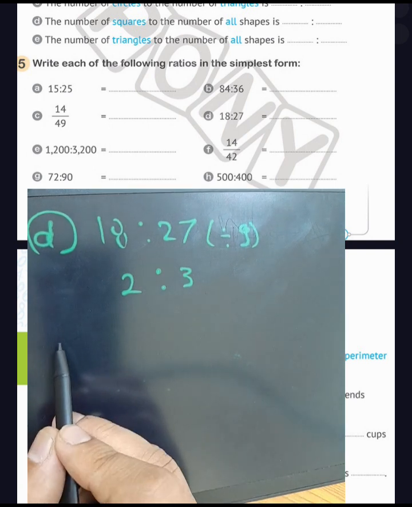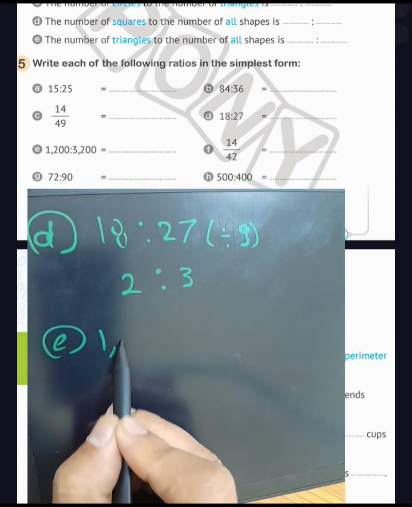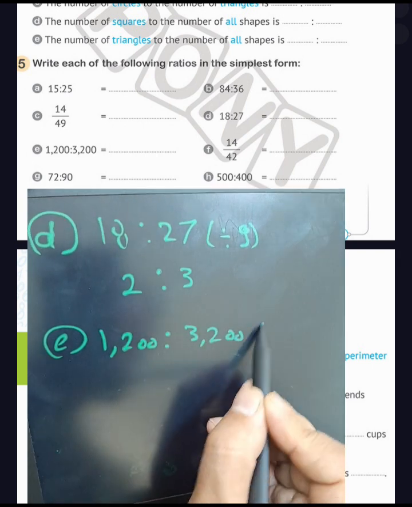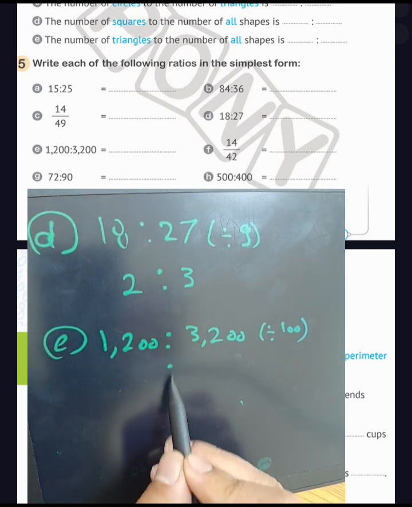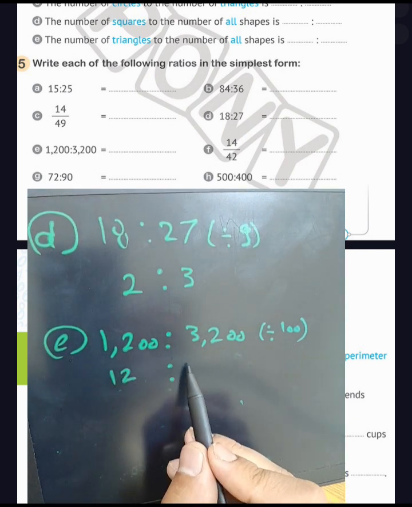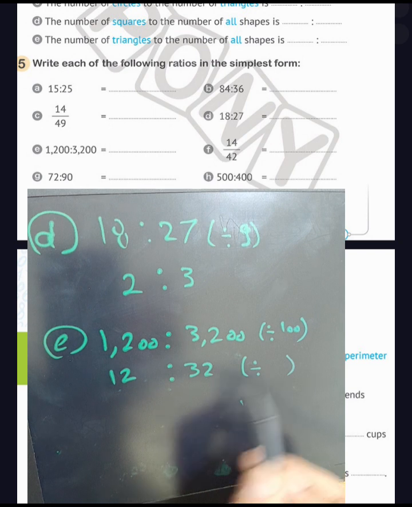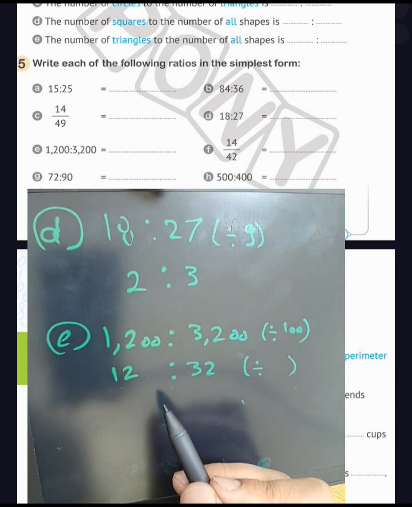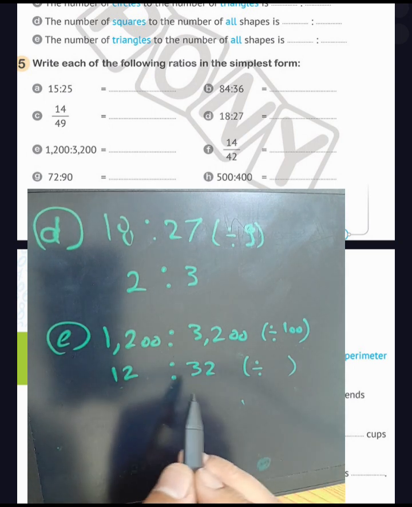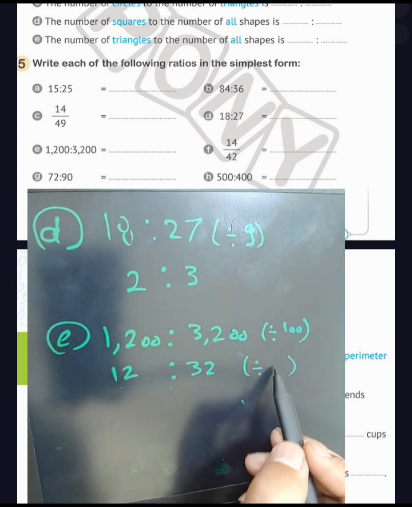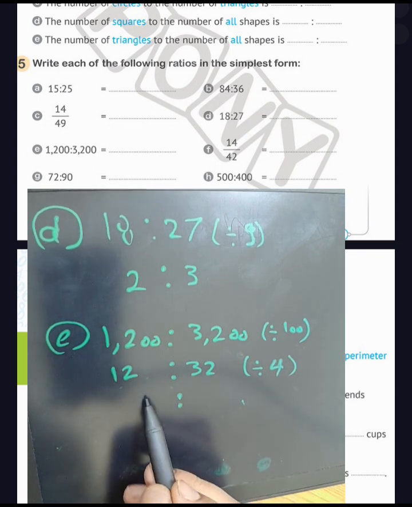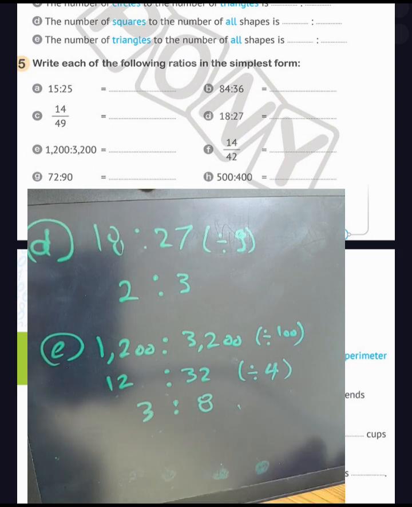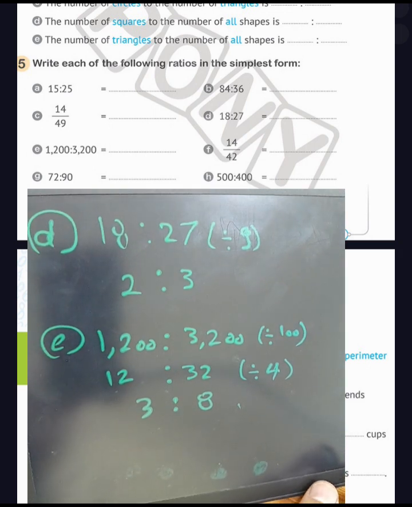Question letter E. 1200 to 3200. We can simplify it by dividing by 100. We cancel the double zeros, then 12 to 32, and then we can simplify it by dividing by 4. Or 2, as you like, but 4 is the highest common factor between the two numbers, right? 12 divided by 4 equals 3. 32 divided by 4 equals 8. This ratio will be 3 to 8. It's the simplest form for this example.